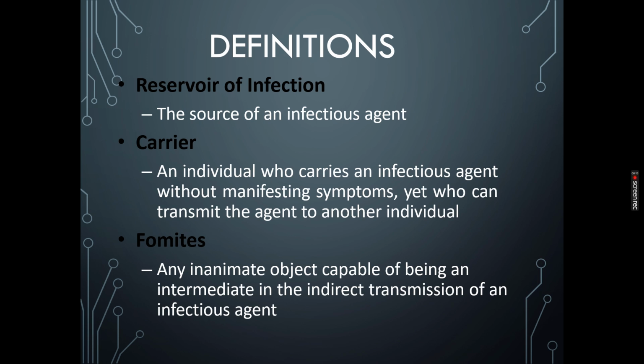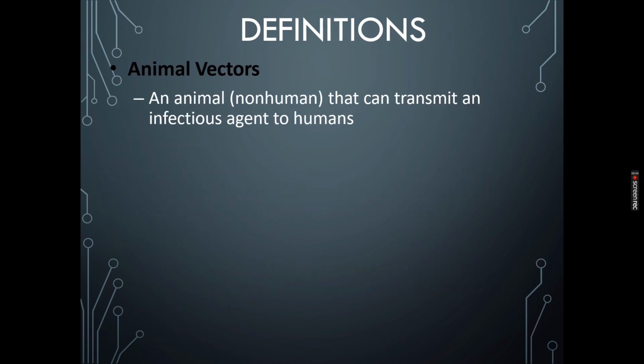Like indirect transmission means, if the patient has used linen or any utensil, and bacteria is there, and the other person uses the same linen or same utensils, the bacteria or that agent will enter into the healthy person. Then animal vectors, the animals that can transmit an infectious agent to humans.